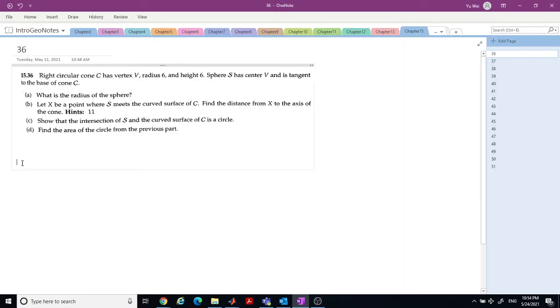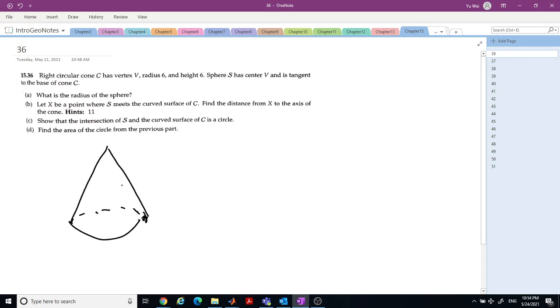Okay, so let's start to work on the challenge problem for chapter 15. Now the first problem. So we have a right circular cone. Okay, let's draw a cone here. If it is right, it means that from the vertex V, the height lands just at the center of the circle.